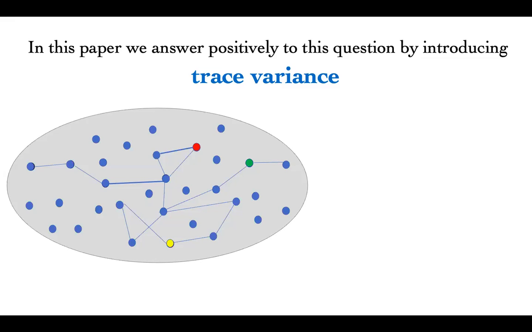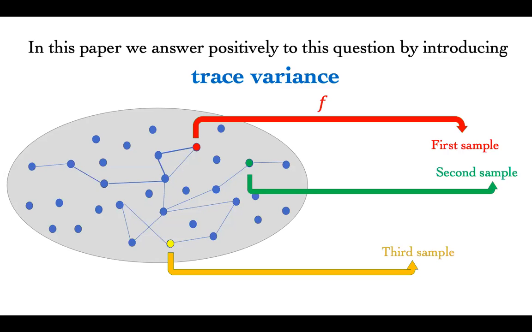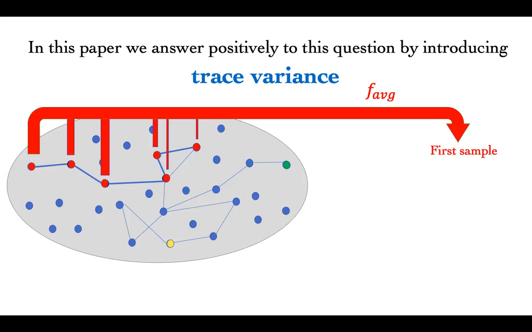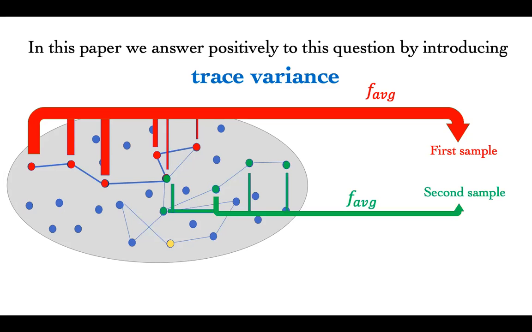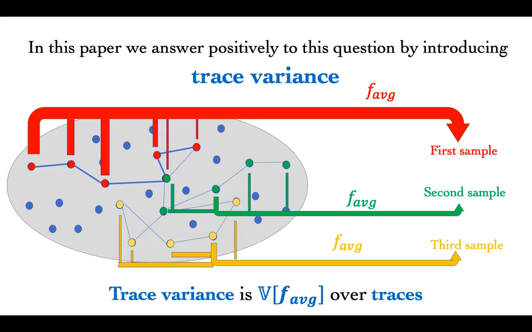In standard methods, we collect a sample after running an entire trace. In our method, we instead average the function over the entire trace to collect our first sample. Again, we average the function over the second trace to collect the second sample, and we average the function over the third trace to collect the third sample. The trace variance is then the variance of the average over traces.